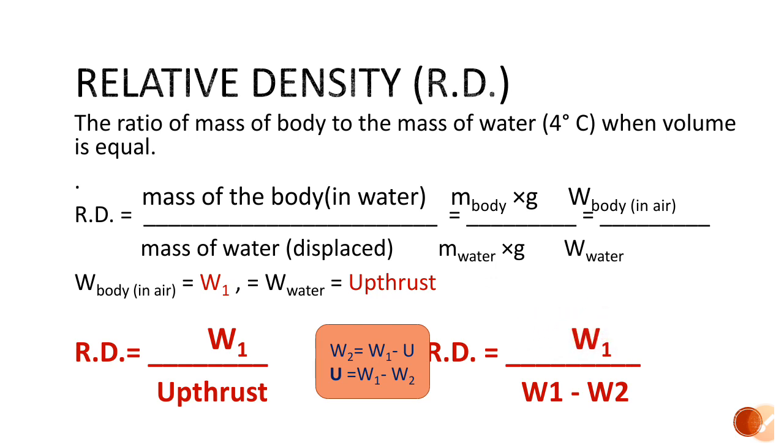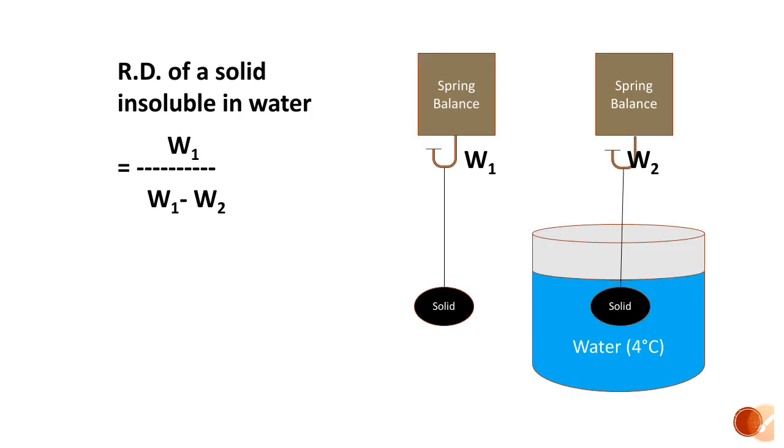So how can we calculate the relative density? Now see this picture. Here is the relative density of a solid insoluble in water. We can use the direct formula: relative density equals the actual weight divided by the loss in weight, W1 minus W2. We have a spring balance, which will give the weight. First the solid is weighed, and we have the value W1.